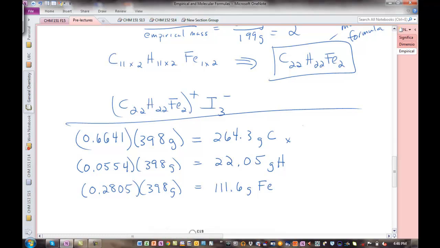Sure we do. 1 mole of carbon, 12.01 grams. 1 mole of hydrogen, 1.008 grams of hydrogen. And 1 mole of iron, 55.85 grams of iron. Let's see what we get.